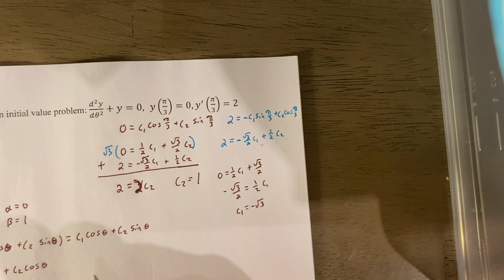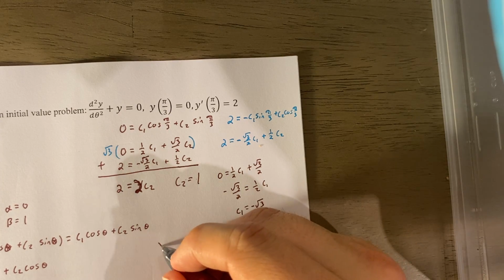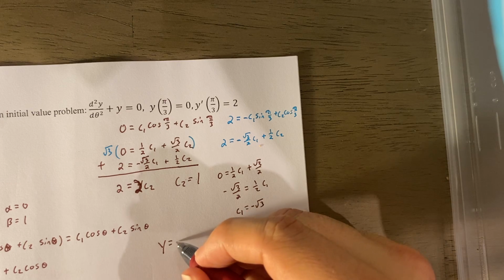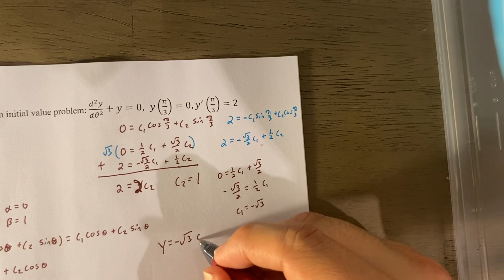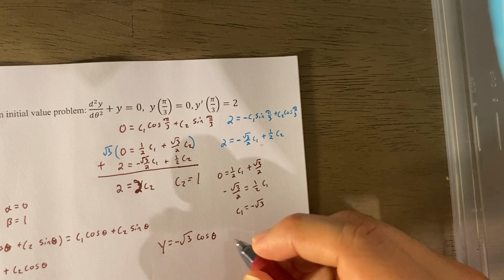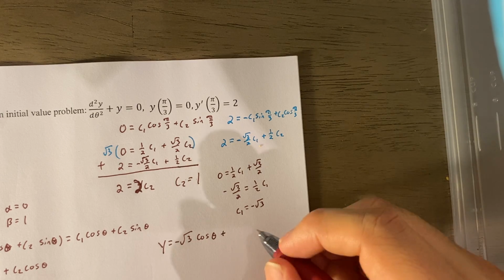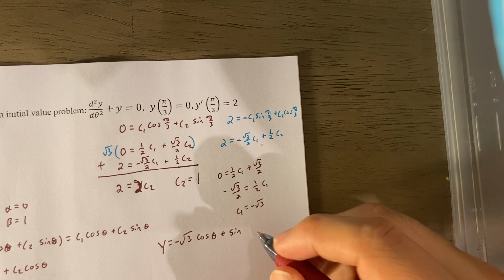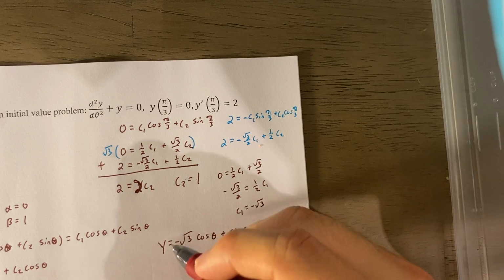Now I can go ahead and plug it back in to my general solution, and so then my solution for this initial value problem is y equals negative square root of 3 cosine theta plus c sub 2, which is just 1, sine of theta. And there's the solution.